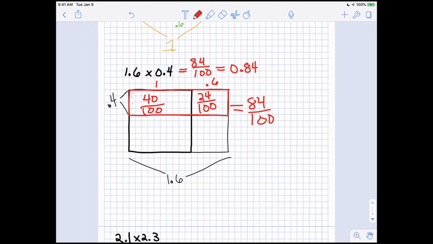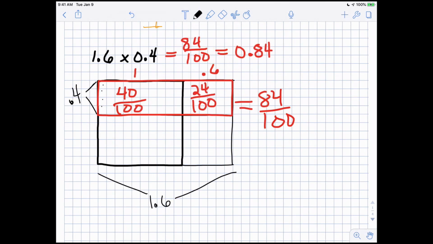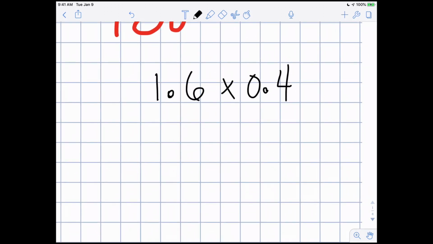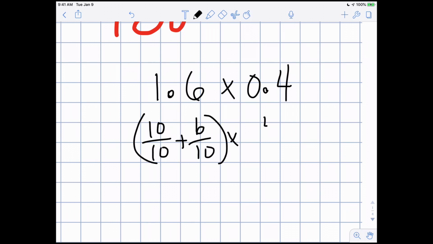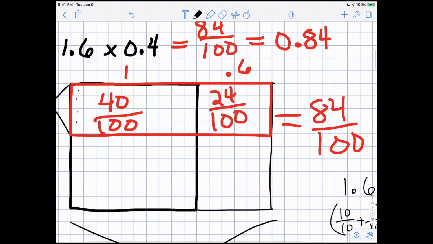Now, by the way, if you want to start to move towards that algorithm, that A, so we did the C, the concrete, we did the R, the picture. Now, you really want to start thinking about what is this going to look like in terms of the abstract. Here's an idea. You could think of 1.6 as 10 tenths plus 6 tenths times 4 tenths. And so we knew that we were going to end up with two partial rectangles.